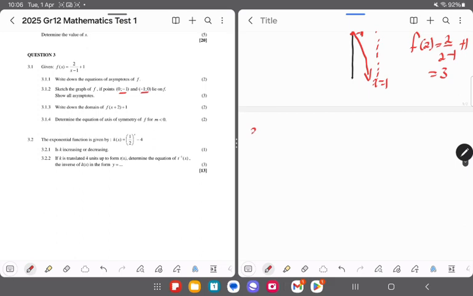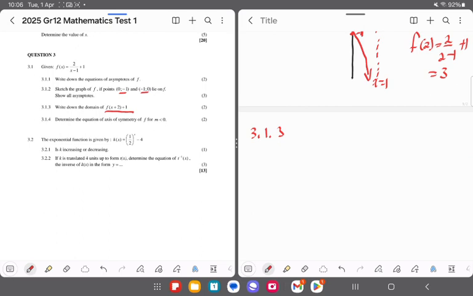Now 3.13, it says write down the new domain if your graph of f is shifted 2 units to the left. Remember I said if it says plus 2, the shift is to the left, and then the y value you take as it is. If it says plus 1, it means it has moved 1 unit upwards.